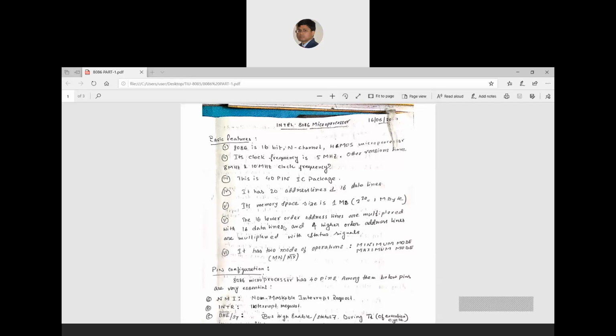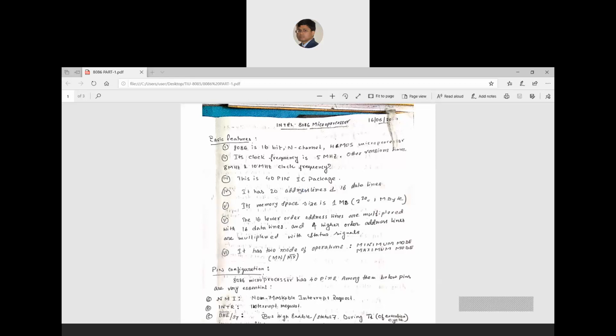So from these basic features we can visualize that concept. And if a question is asked like this: write down the differences or improvements of 8086 with respect to 8085, then you can write down the answer, because these are the points where 8086 is improved with respect to 8085. So these are the basic features.